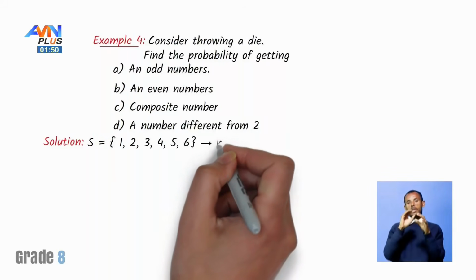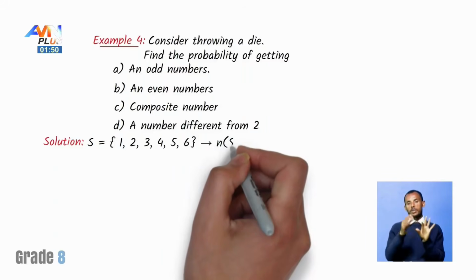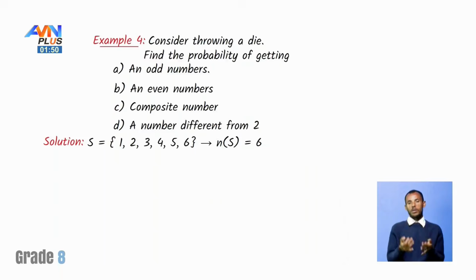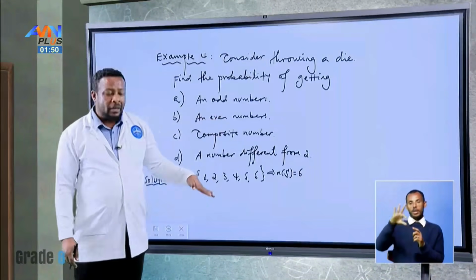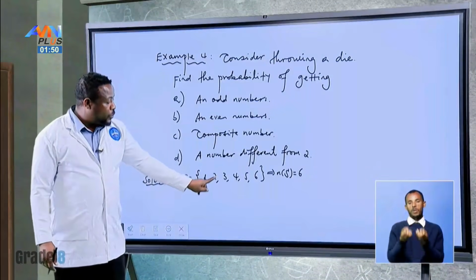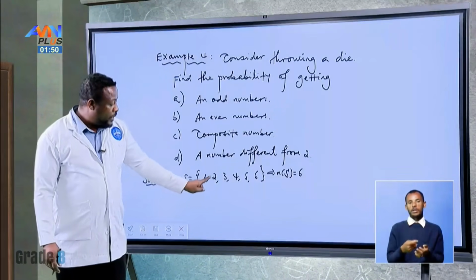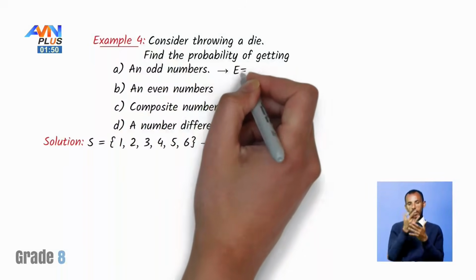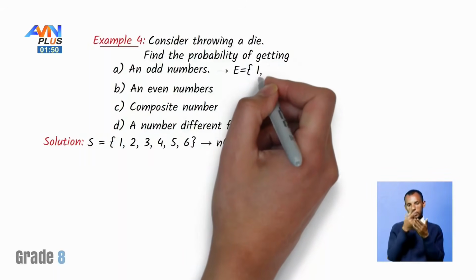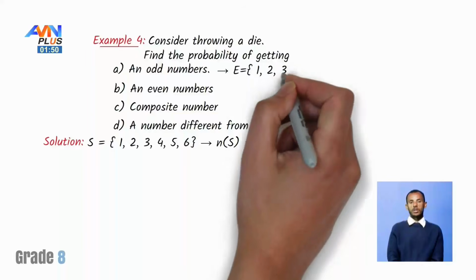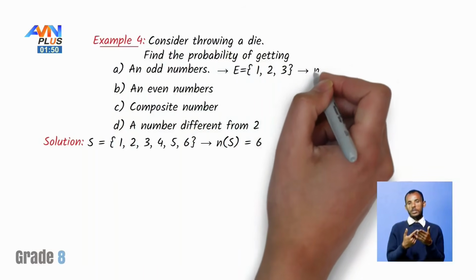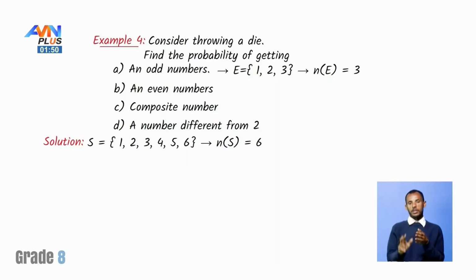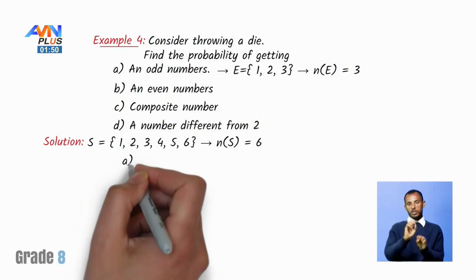So the cardinal number of the sample space is 6. Now let's see the event of getting an odd number. How many odd numbers do we have in this set? 1, 2, 3. So you can list out the favorable outcomes in this case, 1, 2, 3. So the cardinal number of this set, n of E, or the number of elements of set E, is 3.